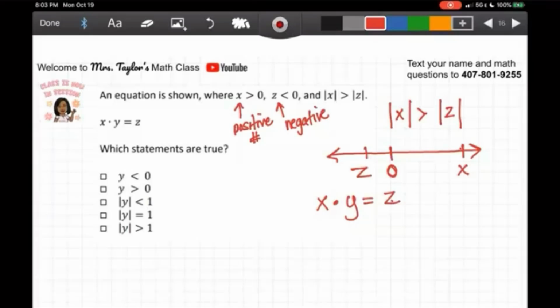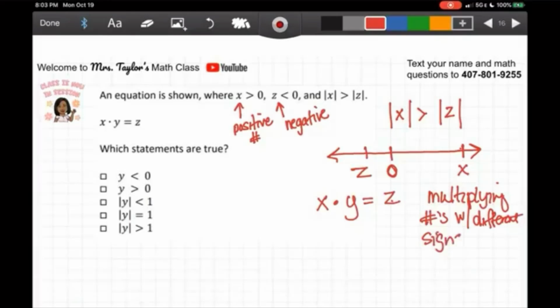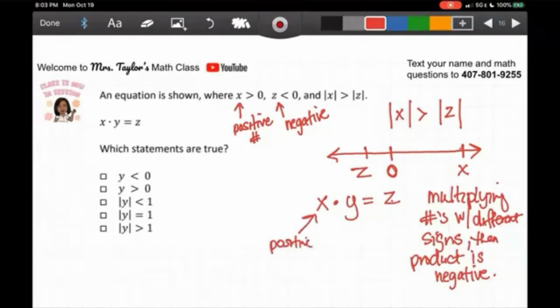So that's a rule that your kid probably learned in, did they learn that in 6th grade? Oh, I don't even know when they started learning about integers. So let's just say they learn in 6th grade or they learn in early 7th grade. So the rule is when multiplying numbers with different signs, if they have different signs, then your product, which is the answer to a multiplication problem, is going to be negative. Okay, so because I know that z is negative and I know that x is positive, that means that y is negative. And so z is also negative.